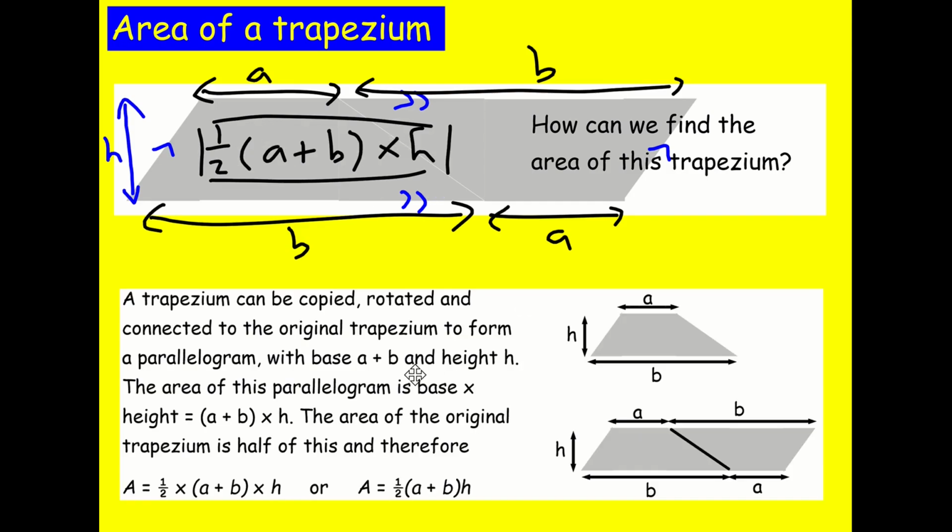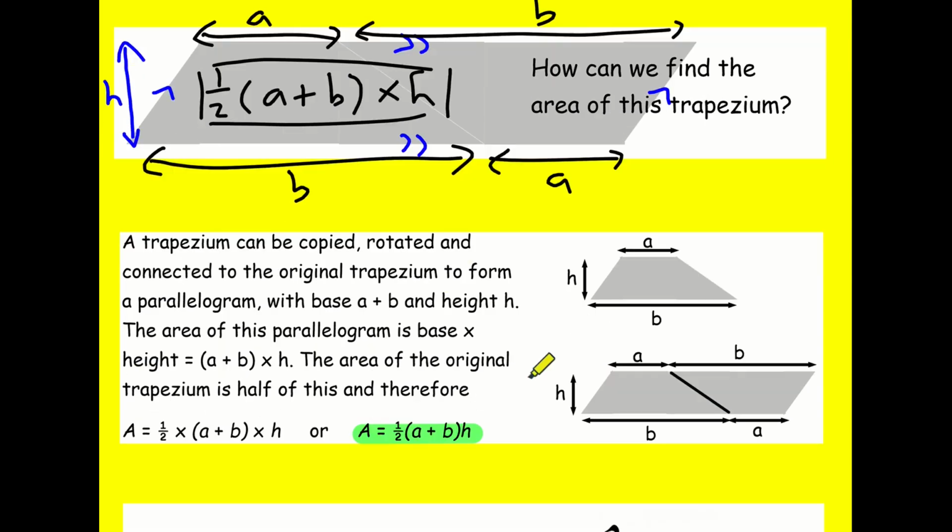So this is a little summary of what I've just said. It can be copied, rotated, and connected to the original trapezium, this top one to make this bottom one, and then I've got a parallelogram with base A plus B, so I get A plus B times height to get the area, but I'm going to need to halve it. Okay, so we're now basically going to assume we know this formula, and we're going to practice applying it. So please make a note of this.